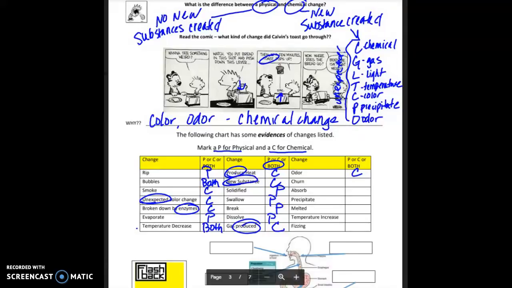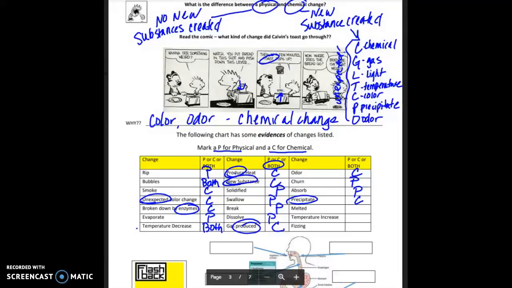Churn, if we're churning something, we're just stirring it, we're not changing what it is, so that is going to be physical. Absorbing, we take a sponge, we absorb water, it's still water, it's still a sponge, so that's just physical. Precipitate. Precipitate is one of our signs of a chemical reaction. It's the P in our acronym, and it's the formation of a solid through two liquids, like when you have milk that goes bad, and that is definitely a chemical change.